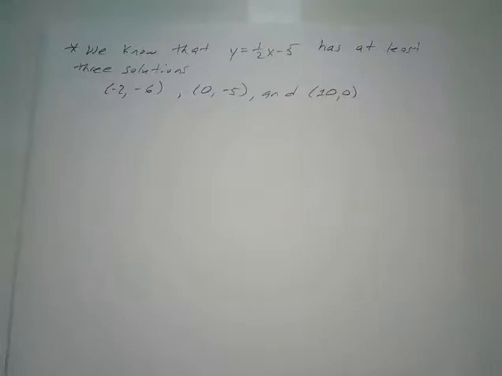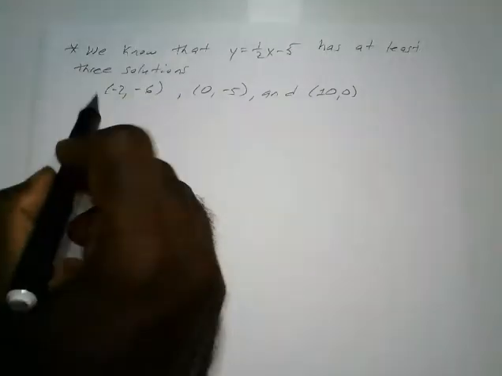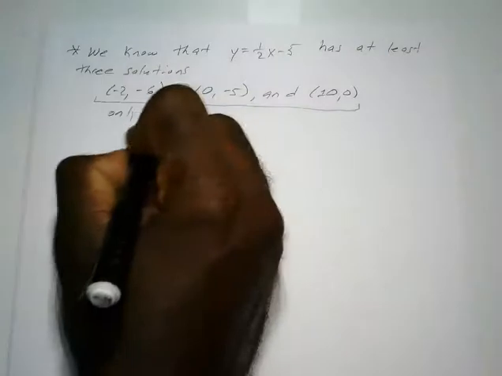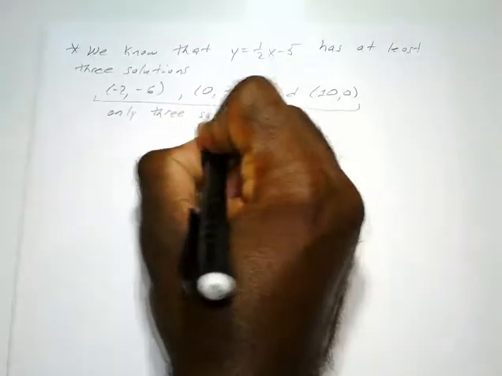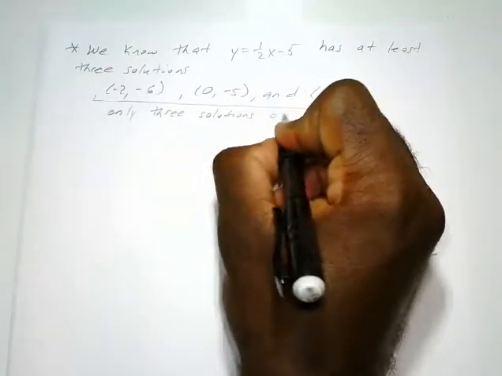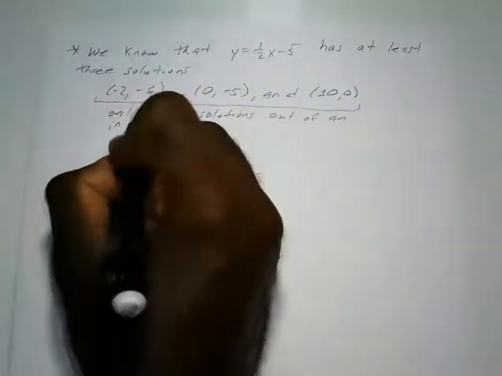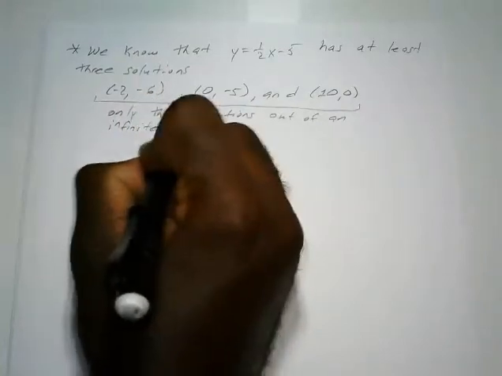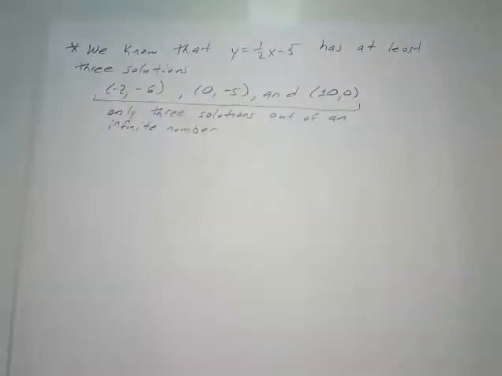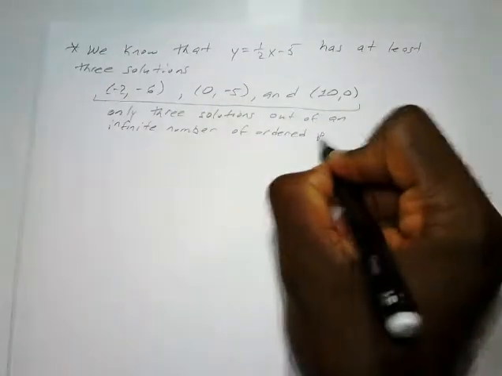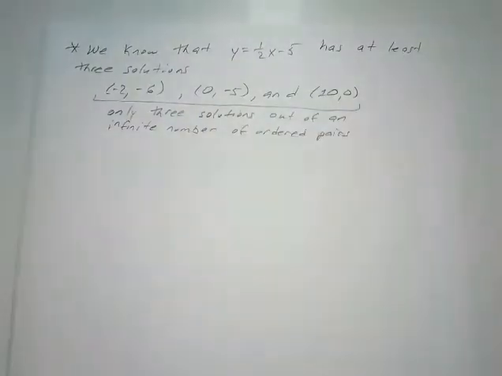Actually, we could find an infinite number of solutions that would be true for that. These are just 3 of them. Only 3 solutions out of an infinite number of ordered pairs. So you can come up with a bunch of different solutions for this.